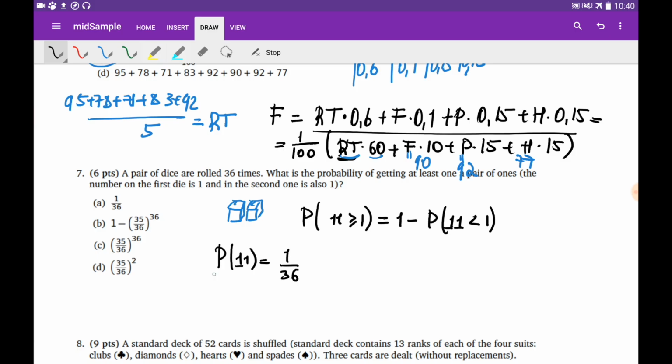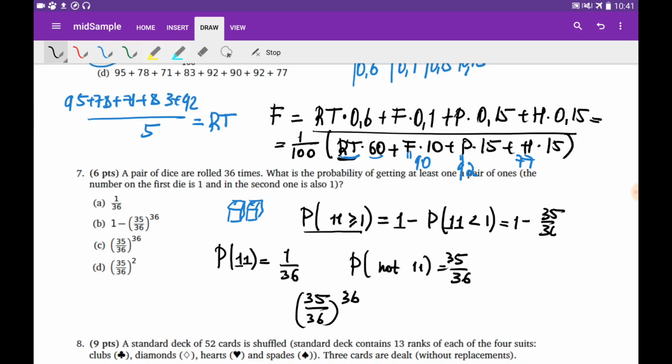1 over 6 is the probability of getting 1 for the first, multiplied by 1 over 6, the probability of getting 1 for the second. And the probability of not getting 1 and 1 is going to be 35 divided by 36, right? All other options. And the probability that you will not get 1 and 1 for the 36 trials is going to be 35 divided by 36 to the power of 36, right? So that is why the probability of getting at least once this pair of 1 and 1 is going to be 1 minus 35 divided by 36 to the power of 36.